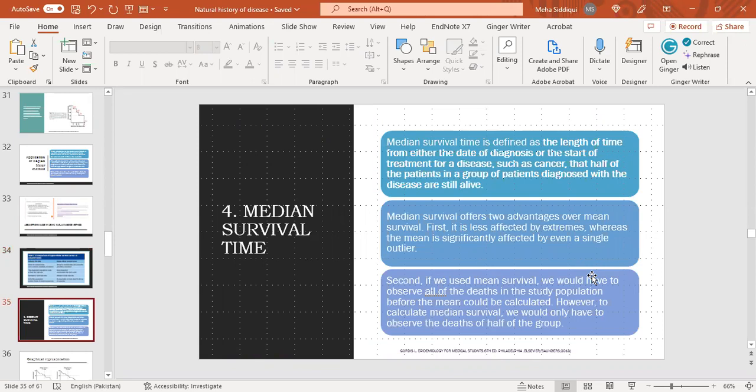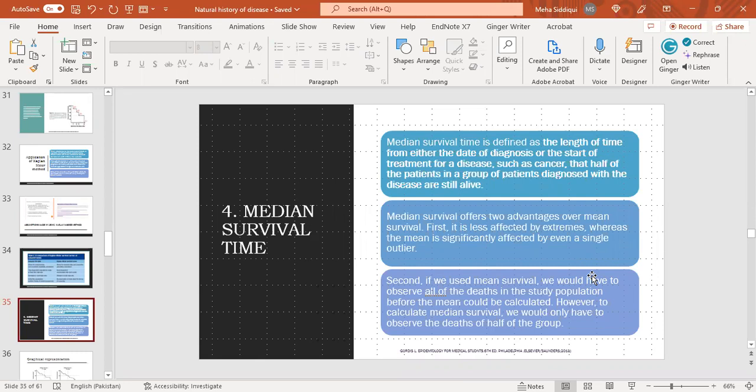It is defined as the length of time from either the date of diagnosis or the start of treatment for a disease such as cancer, that half of the patients in the group of patients diagnosed with the disease are still alive. So median survival offers 2 advantages over mean survival.